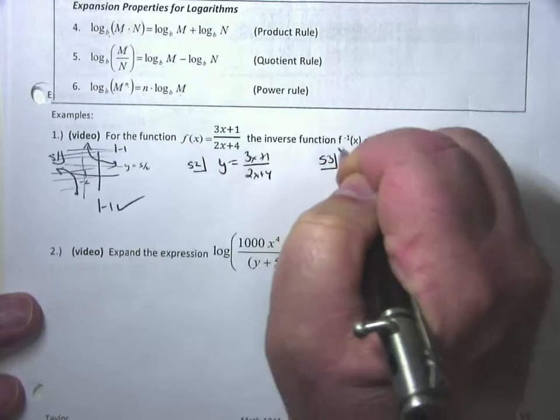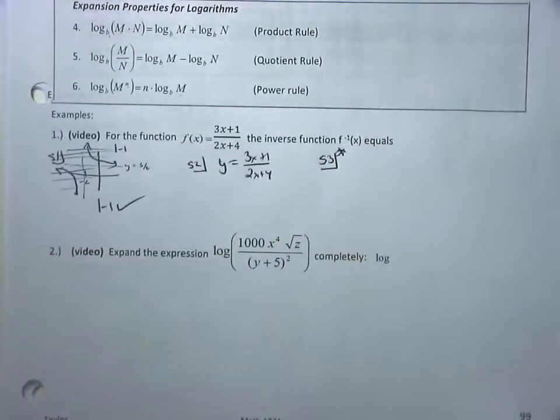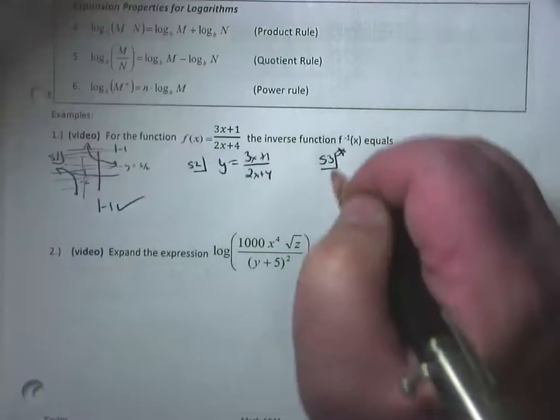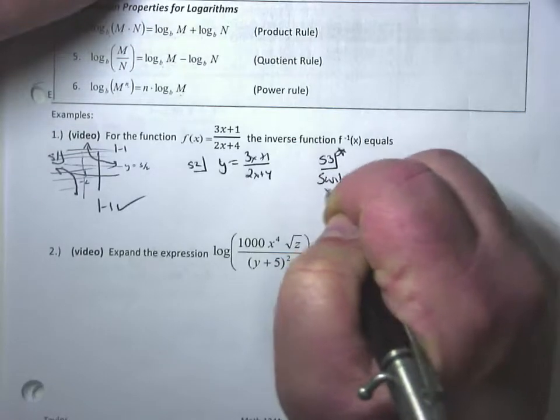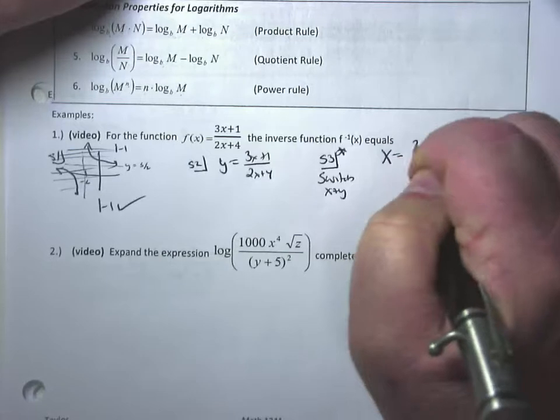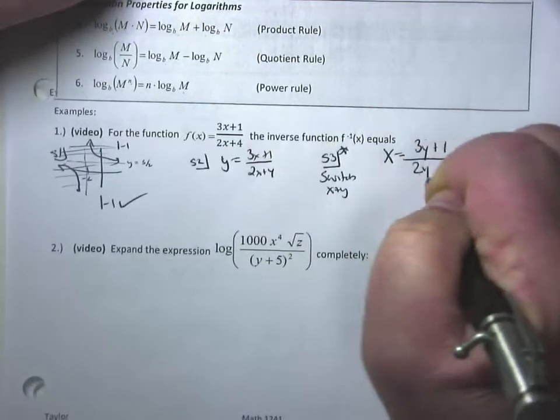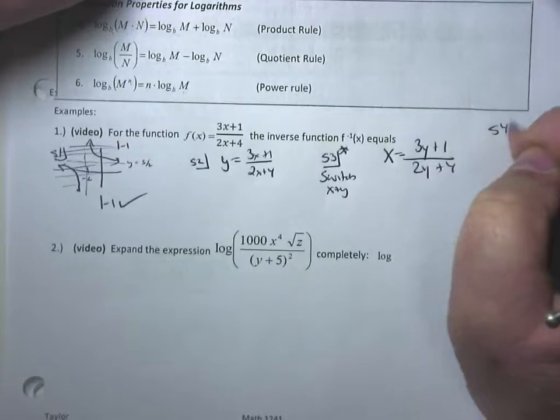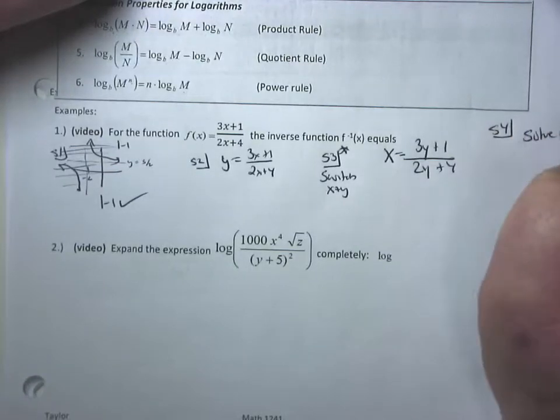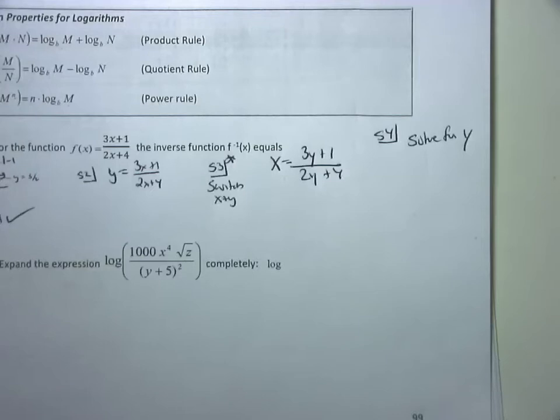Step 3 is actually the inverse trick. To do inverses, you switch the x and y coordinates. In essence, you're going to make the independent variable the dependent variable and the dependent variable the independent variable. So, switch the x and y. So I get x is equal to 3y plus 1 over 2y plus 4. And then step number 4, you're supposed to solve for y. That turns it inside out. How would I solve for y if I got x equals 3y plus 1 over 2y plus 4?